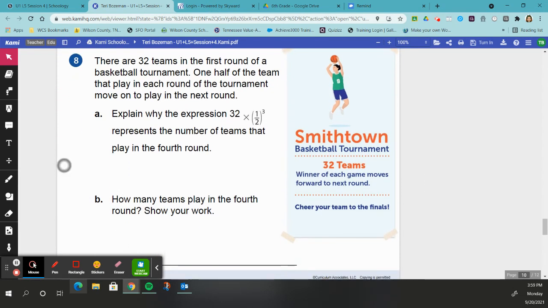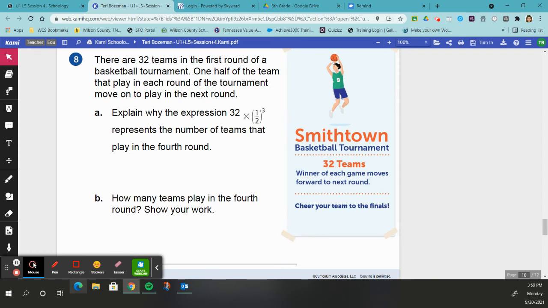All right, number 8. There are 32 teams in the first round of a basketball tournament. 1/2 of the teams that play in each round of the tournament move on to play in the next round. Explain why the expression 32 times 1/2 to the 3rd power represents the number of teams that play in the 4th round.